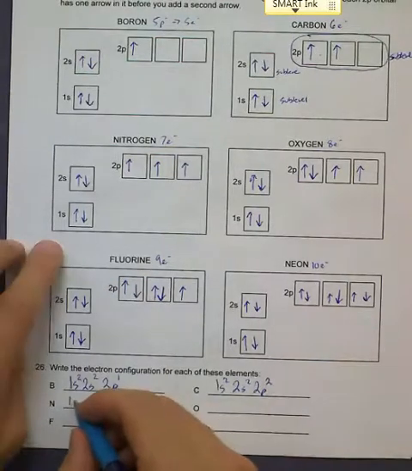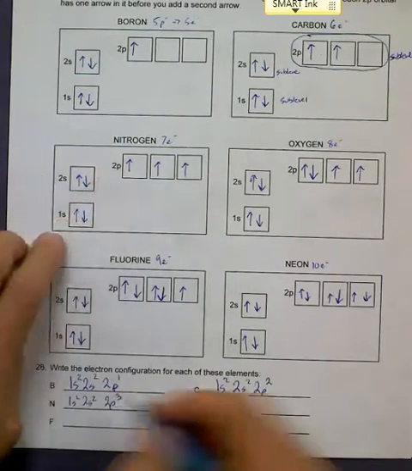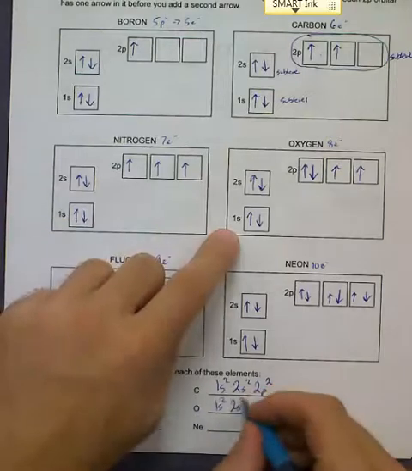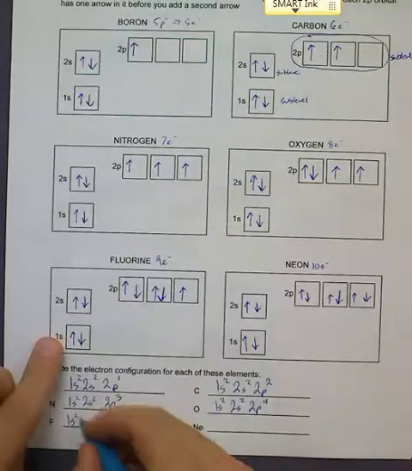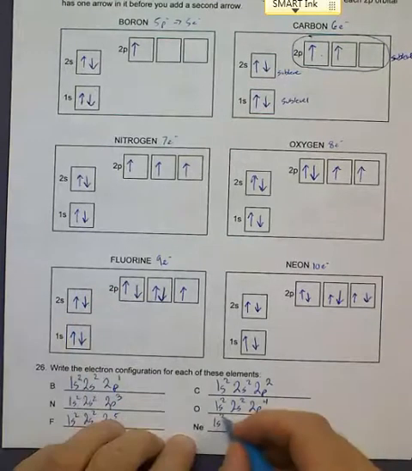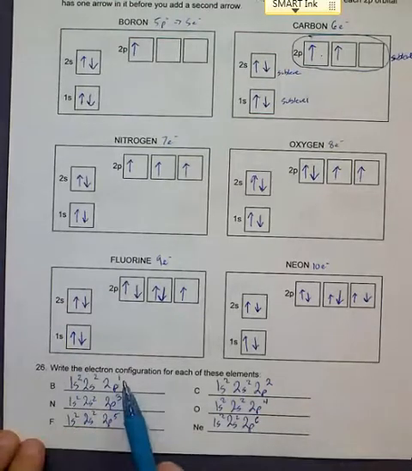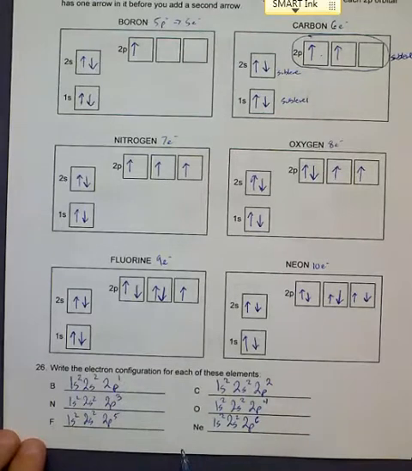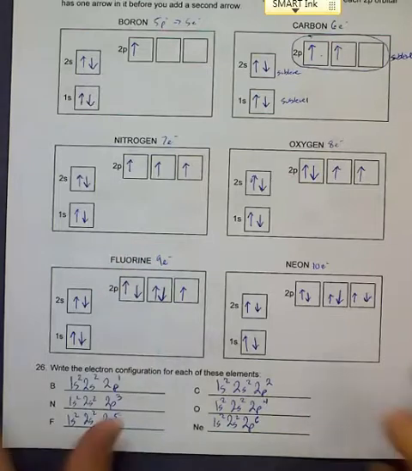Nitrogen, 1s2, 2s2, 2p3. Oxygen, 1s2, 2s2, 2p4. Fluorine, 1s2, 2s2, 2p5. Neon, 1s2, 2s2, 2p6. You'll notice that the electrons keep adding up by 1. And you'll notice also that the total number of electrons here, 1s2 plus 2s2 plus 2p5, 2 plus 2 plus 5, together equals 9 electrons, which is exactly what we have here in fluorine. Next page.